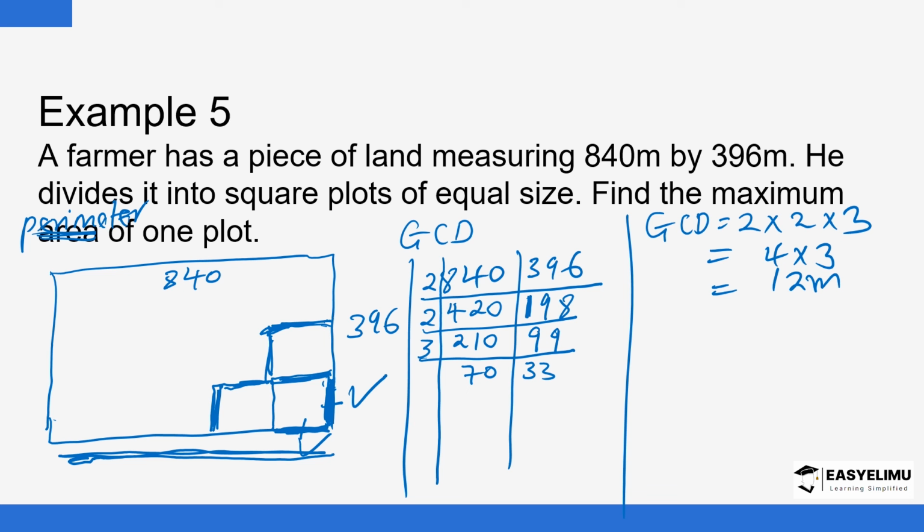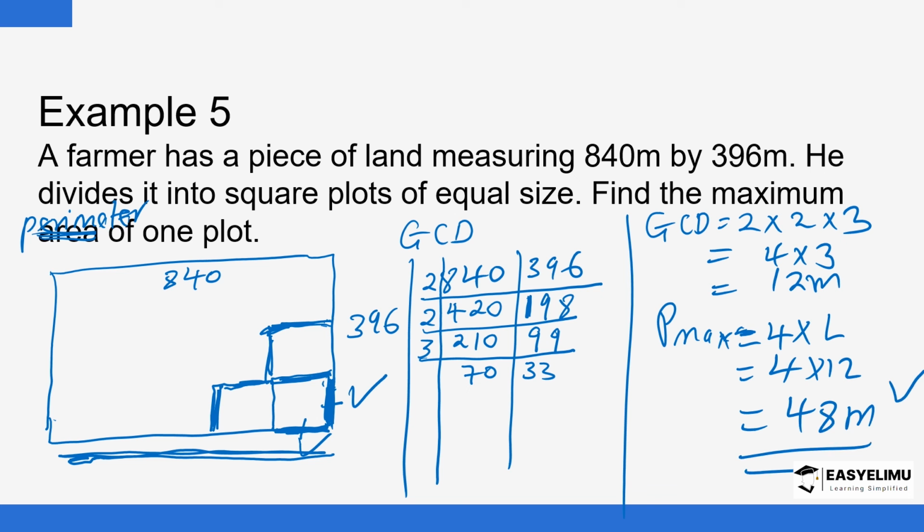So from there you can find the perimeter, maximum perimeter of one plot. So maximum perimeter should be equal to 4 times the length. So that is 4 by 12, which is 48 meters. Okay, so that is how you go about it.